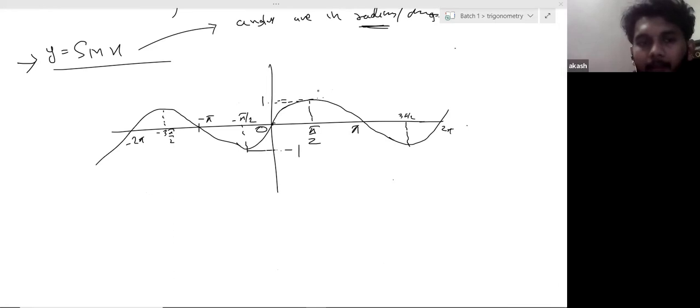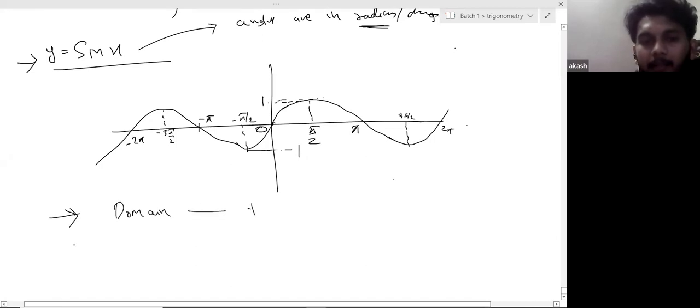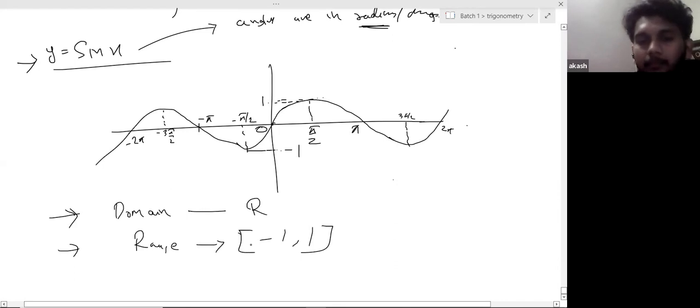So domain is R, all real numbers. Range is minus 1 to 1, close brackets. Sine can vary from minus 1 to 1. The graph moves in y direction from 1 to minus 1, and in x-axis, it moves from minus infinite to infinite. So R. Write it down.